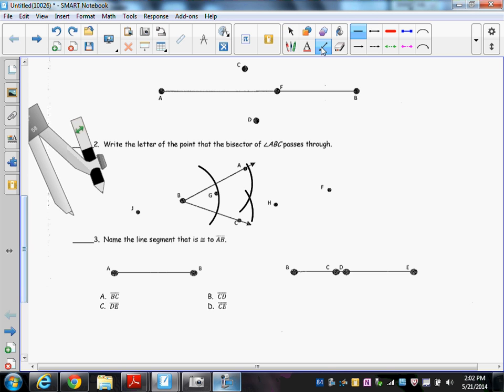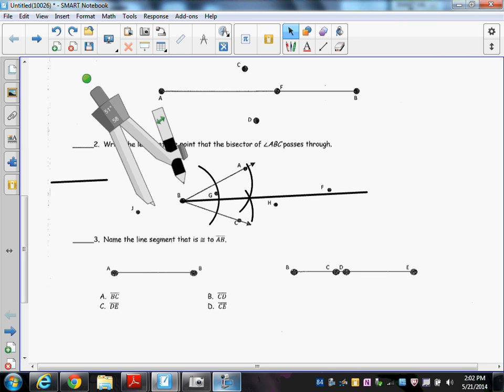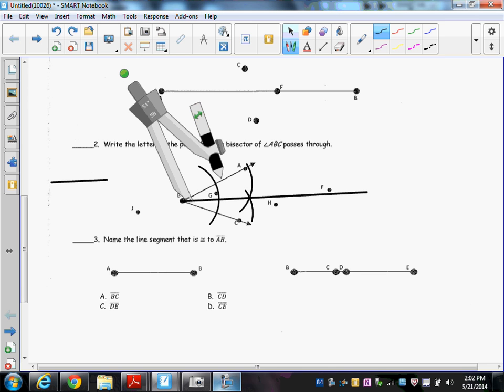Finally, I take my straight edge and I go from the angle B through the intersection, and I should see that it doesn't really hit anything. But I think what it's closest to is probably F, so let's put F down as the answer. The key is that you know how to make these constructions. So for number 2, we'll put down F.